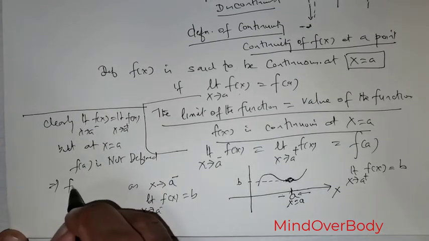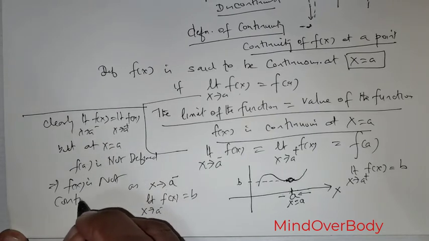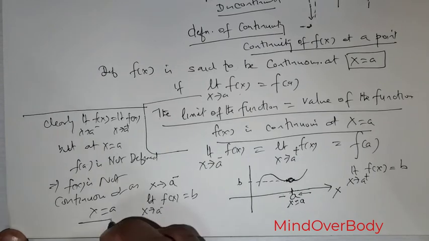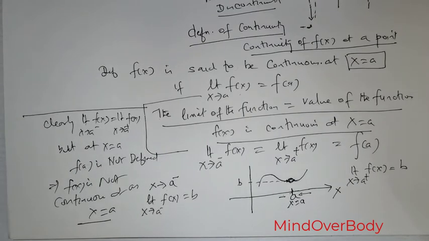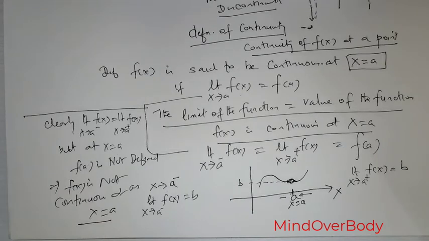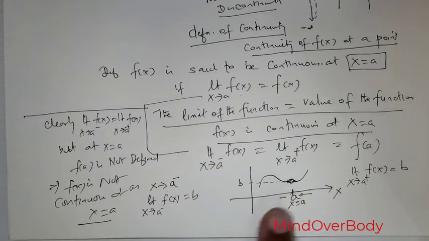So this would mean f of x is not continuous at x is equal to a. That is the conclusion. So we are going to look into a number of illustrations on this particular chapter. As of now, I would stop here with this definition and I would let the problems do the talking.